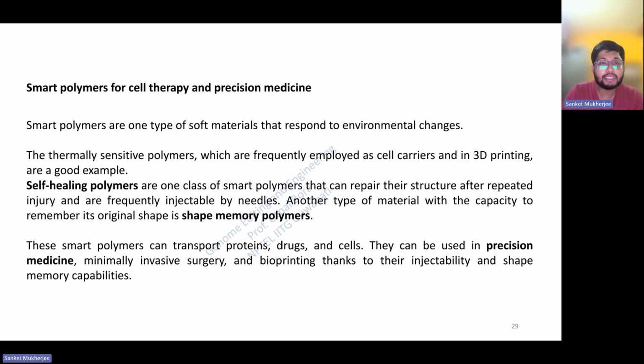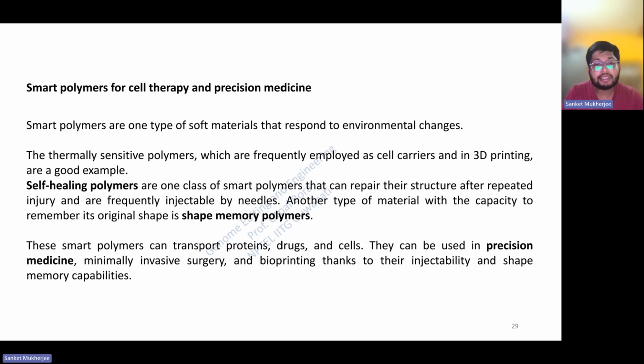So smart polymers are one type of soft material that respond to environmental changes. The thermally sensitive polymers, which are frequently employed as cell carriers and in 3D printing, are good examples. Self-healing polymers are one class of smart polymers that can repair their structure after repeated injury and are frequently injectable by needles. Another type of material with the capacity to remember its original shape is shape memory polymers.